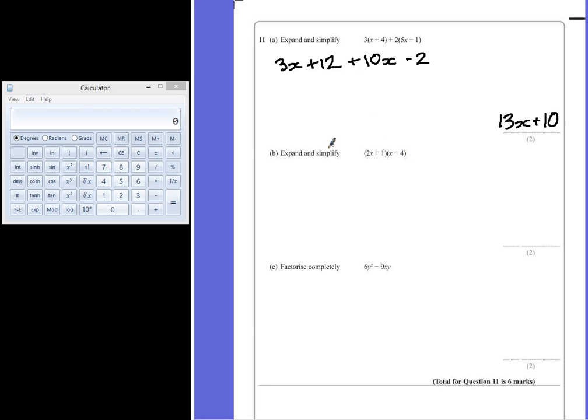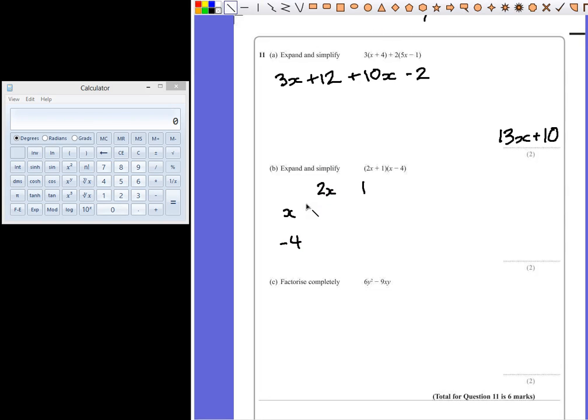4. A method that I've started using recently is to use grid multiplication, which can also be used to multiply this out. It takes a little bit longer, but it's easier to organise. I'm just going to show and demonstrate that in this video. So our first bracket is 2x and 1. In our second bracket we have an x and a negative 4. And this can be put into a multiplication grid, exactly the same that we would do if we were just dealing with numbers.